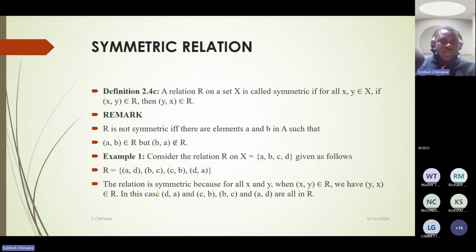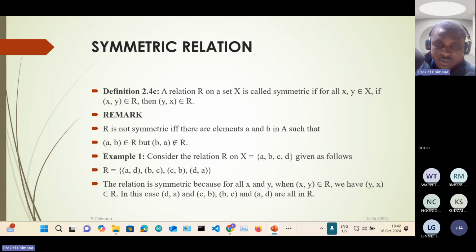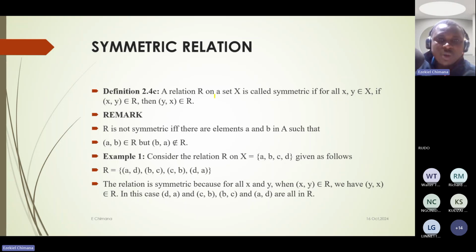So let's look at symmetric relation. Why can it be called a symmetric relation? A relation R on a set X is called symmetric if for all x, y that are elements of X, if xy is an element of R, then yx is also an element of R. So for it to be a symmetric relation, whenever you have got an xy, you must have a yx.